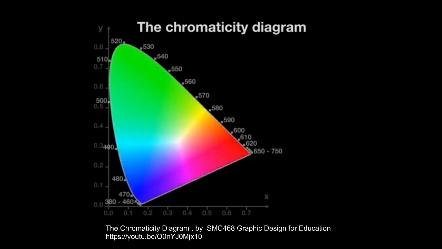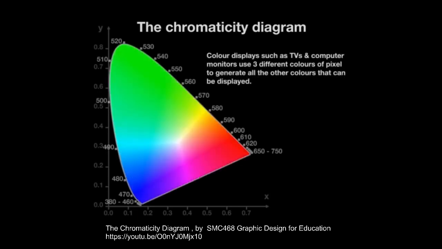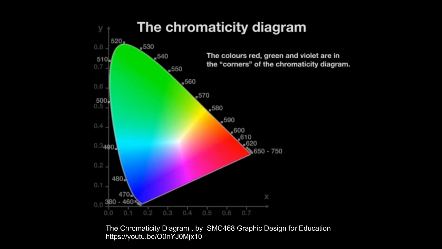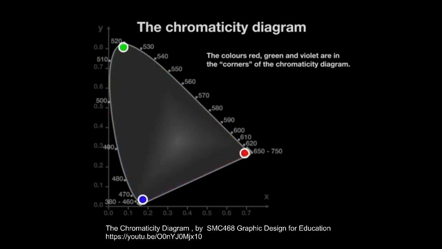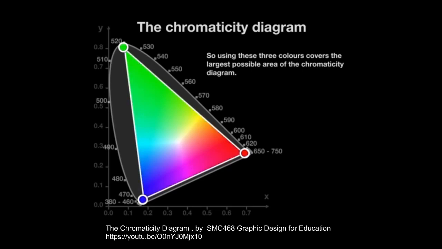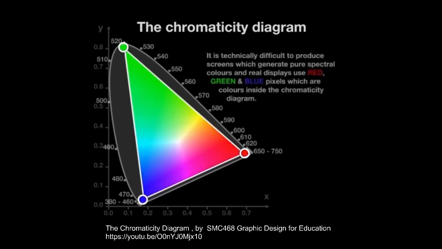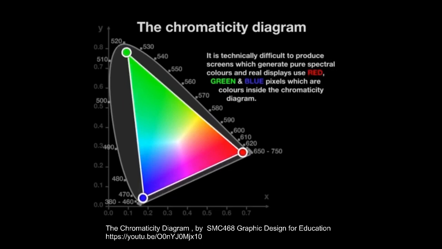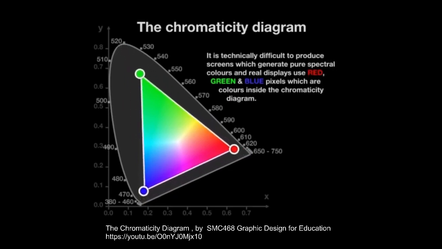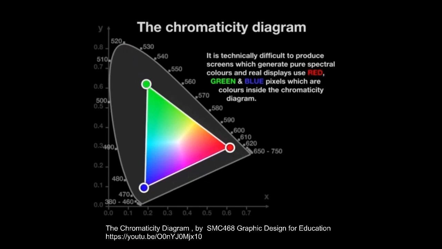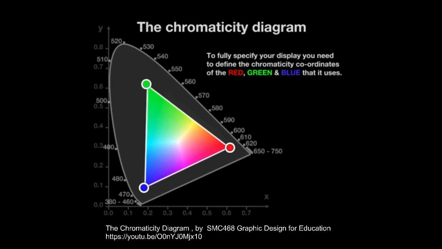Here's blue down here. We'll soon have red here and green there, and red, green, and blue lights mixed together add up to white in the middle, and that's the basis of RGB displays, like the one you're now looking at. So using these three colors covers the largest possible area of the chromaticity diagram, but it doesn't cover all of it. And it's technically difficult to produce screens that generate pure spectral colors that are red, green, and blue. So color gamuts of real displays tend to be a little smaller, the way it's shown here.